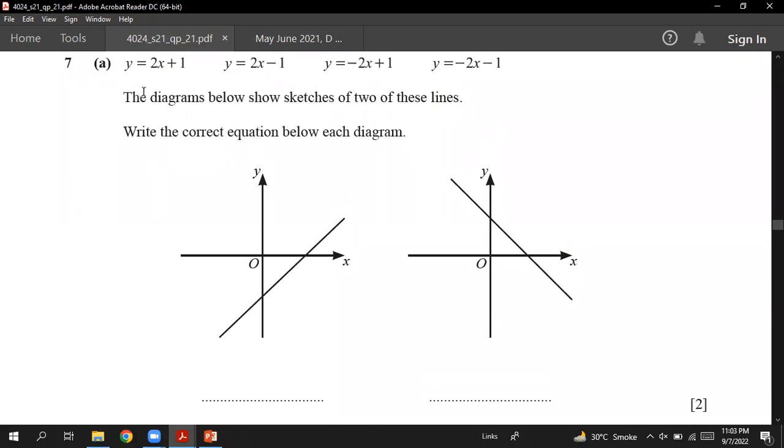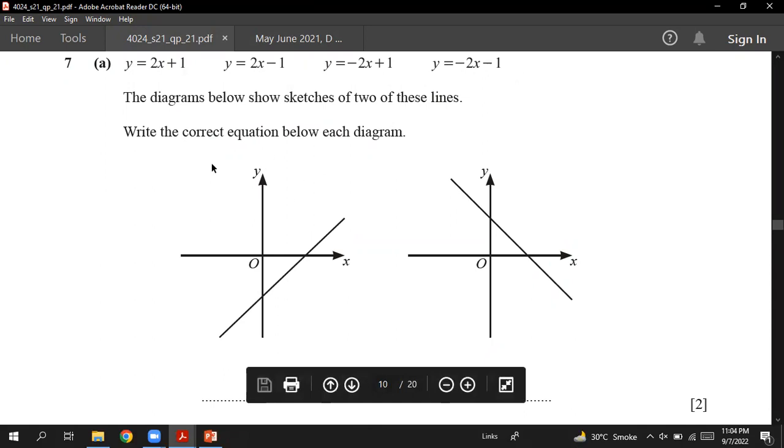He says y = 2x + 1, y = 2x - 1, y = -2x + 1, and y = -2x - 1. The diagram below shows sketches of two of these lines. Write the correct equation below each diagram.